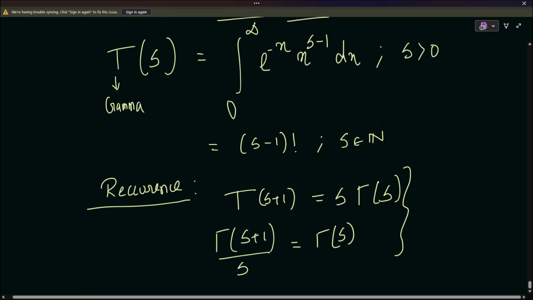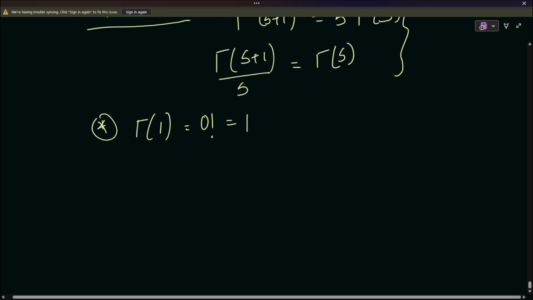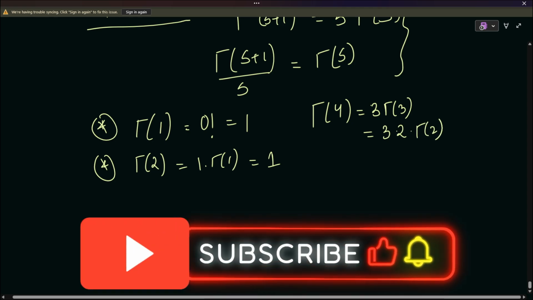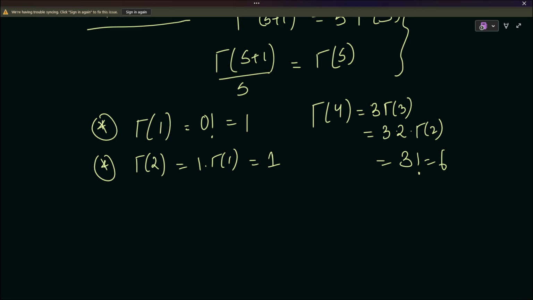Now, why is this useful? First we need a few values of the gamma function. Gamma of 1 is equal to 0 factorial from the definition, which is basically 1. Moving forwards, you can find any value of gamma like this. Gamma of 2 is, according to the relationship, 1 into gamma 1, which is 1. Gamma of 4 is 3 into gamma 3, and gamma 3 is 2 into gamma 2, which is 1. That means it is 3 factorial, or 6. In this way, we can find all corresponding values of the gamma function for natural numbers.